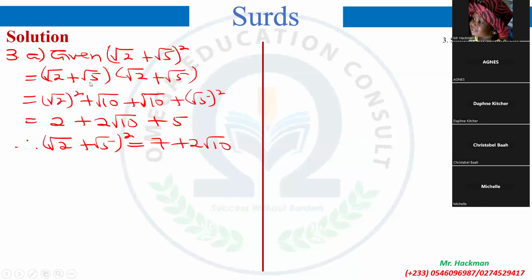Then I come to the second term of my first factor. So I'm now going to multiply it by, so it's root of 5 times root of 2, root of 10. Root of 5 times root of 5, that will give you root of 5 squared. Or someone can write root of 25. It's allowed. Is that clear?